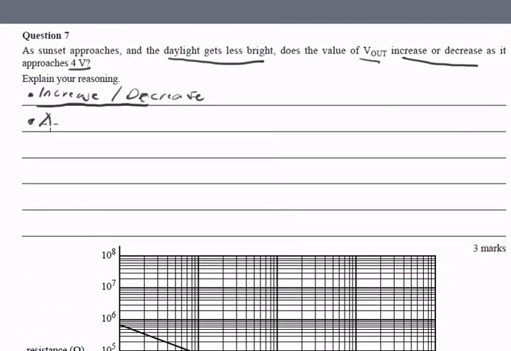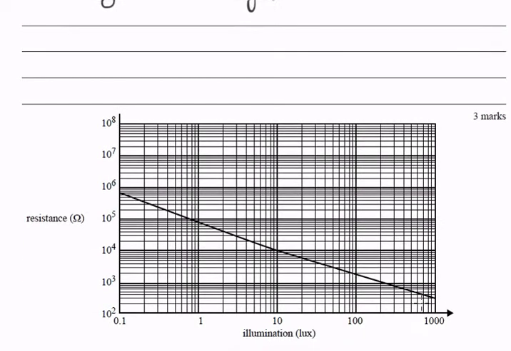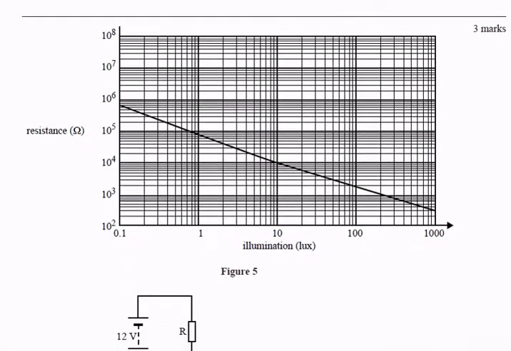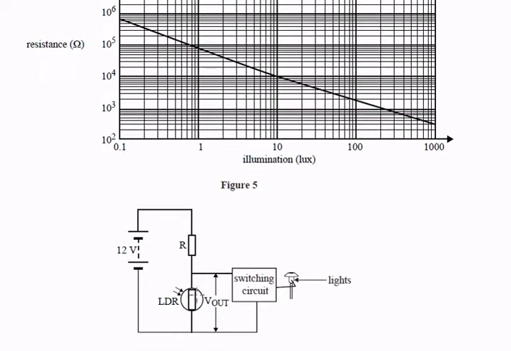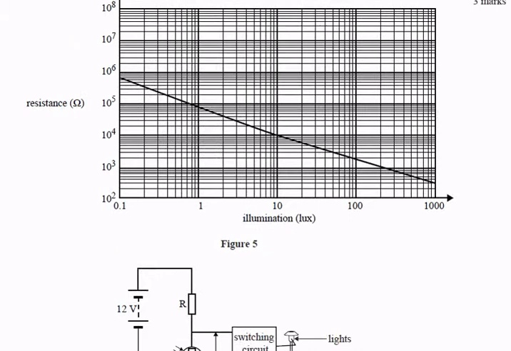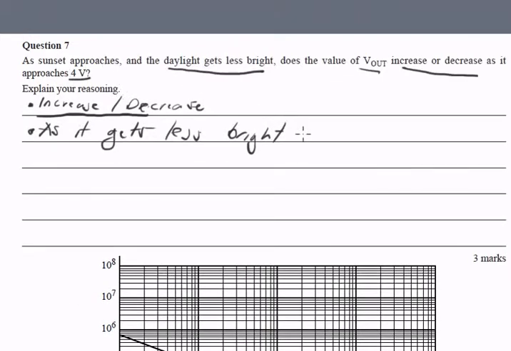So as it gets less bright, from here to here, what's happening to the resistance? As it gets less bright, the resistance is increasing. And this is, I've copied and pasted the diagram, the resistance of the LDR is increasing as it gets less bright.